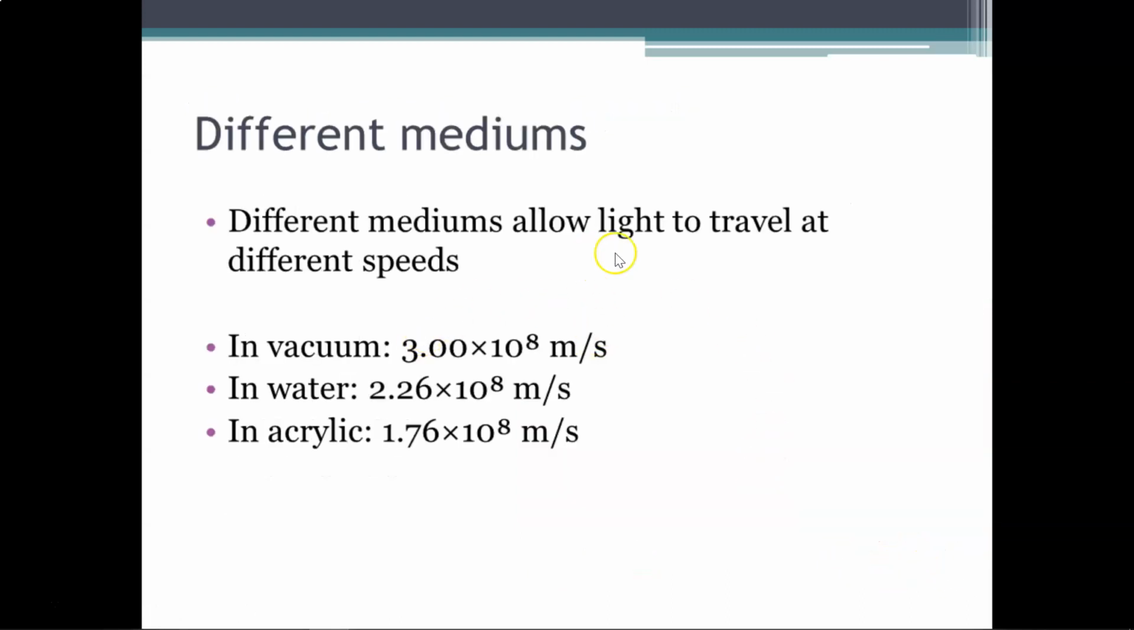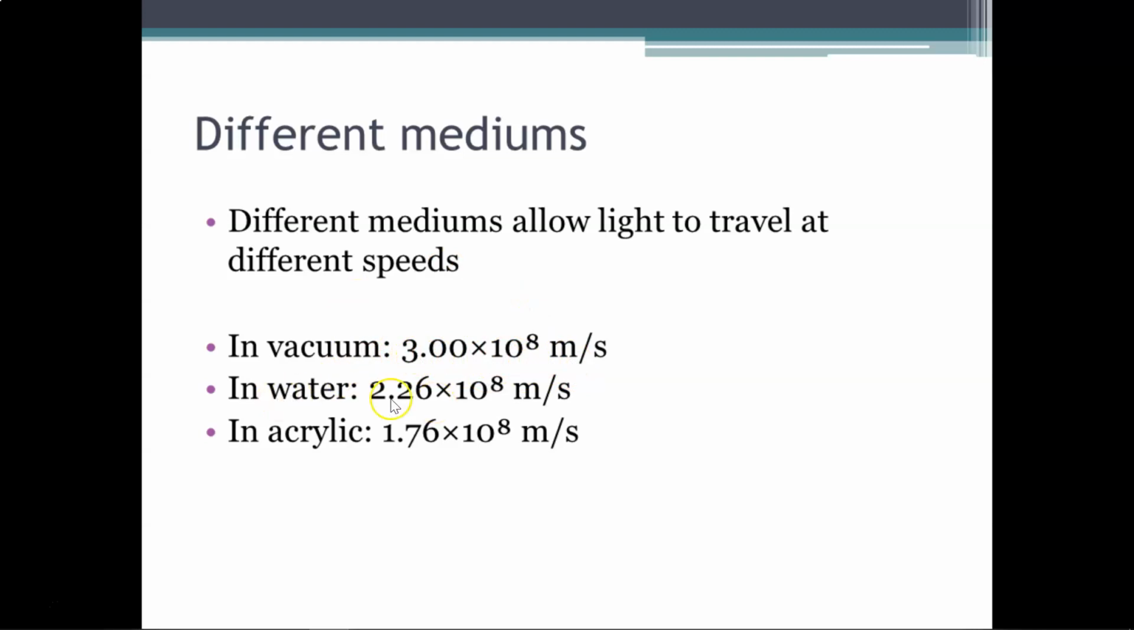As we mentioned earlier, light travels at different speeds in different mediums. In a vacuum, meaning there's nothing there, nothing to slow down, light travels at a constant 3 × 10⁸ meters per second. This is the fastest speed in the known universe based on our current understanding of how the universe works. Nothing can travel faster than this. This is the top speed for light.